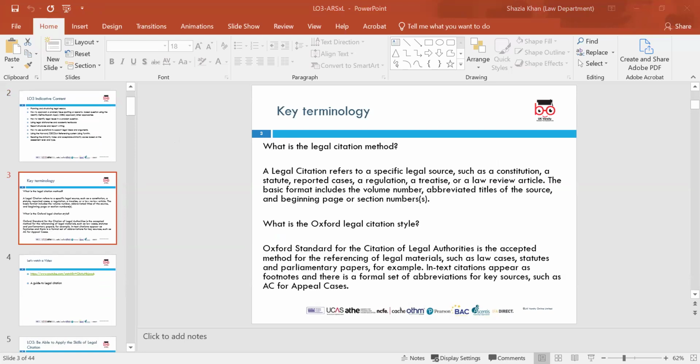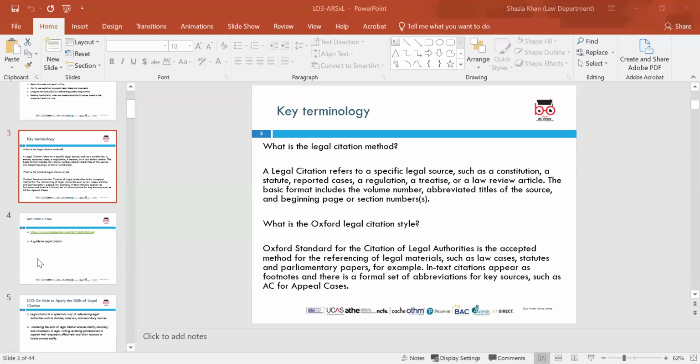So key terminology, what is legal citation? Legal citation is a standardized way of referencing a specific source like a court case, statute, or treatise within a legal document, typically including the case name, volume number, reporter abbreviation, page number, and year, allowing readers to locate the source. The most common citation system is OSCOLA, which is the Oxford Standard for the Citation of Legal Authorities, which uses a set of abbreviations and formats to address legal materials.